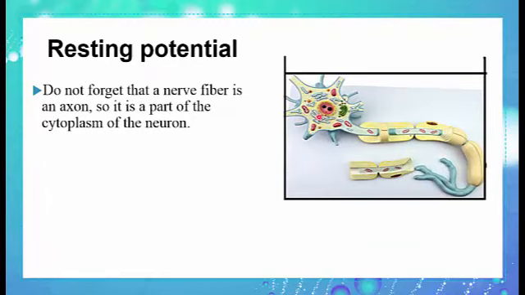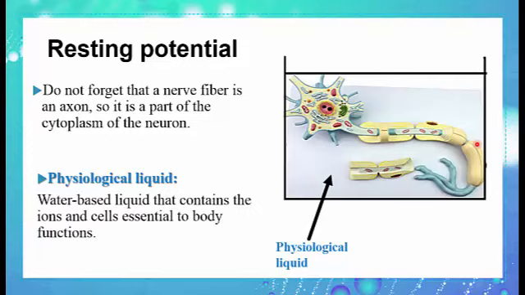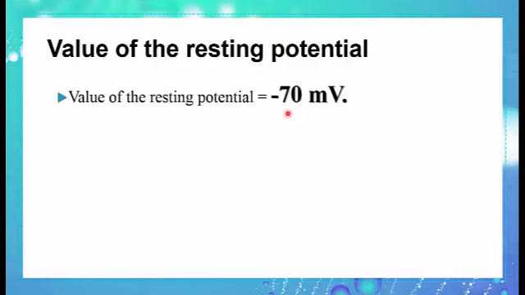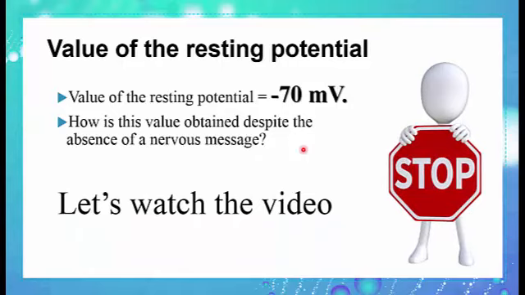First, do not forget that a nerve fiber, or the axon, is a part of the cytoplasm of a neuron. So when we apply the experiment, the nerve fiber should be in a physiological liquid. It's a water-based liquid that contains ions and cells essential to body functions to stay alive. So the obtained value of resting potential is minus 70 millivolts, recorded by the voltmeter. But how did we obtain this value despite the absence of a nervous message? This axon is at rest, so it should give 0. Why does it give minus 70 millivolts? So let's watch the video.